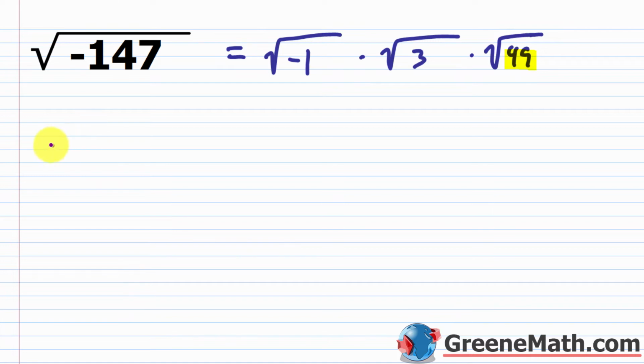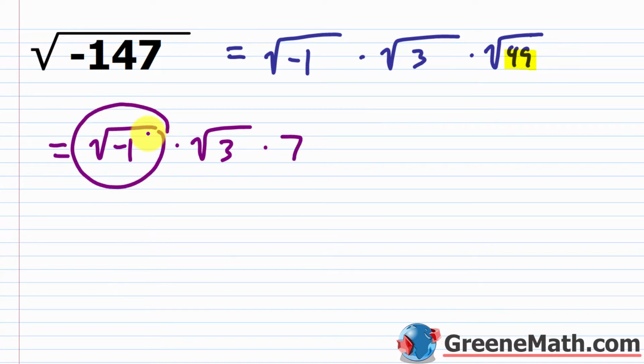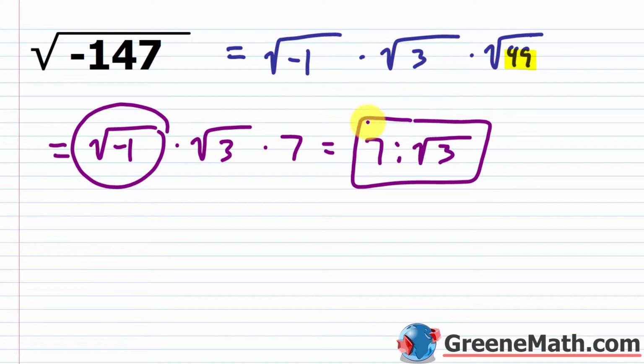So what I can do here is say that this is equal to the square root of -1 times the square root of 3, then times 7. Now this right here I can always replace with i. So really I'll end up with just saying that I have 7i times the square root of 3. So this would be our simplified answer for this square root of -147.